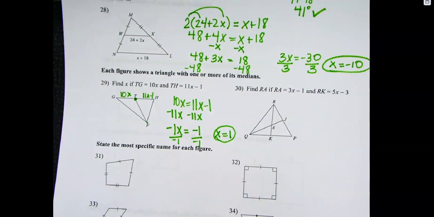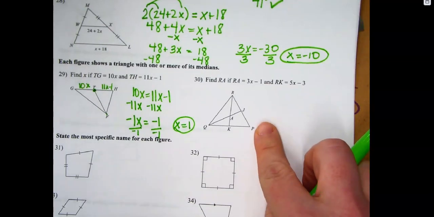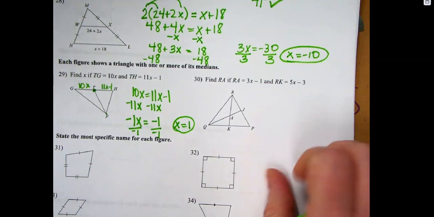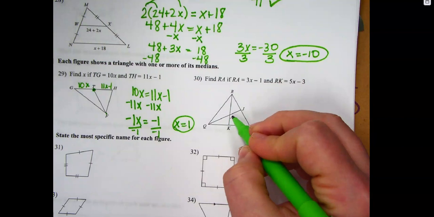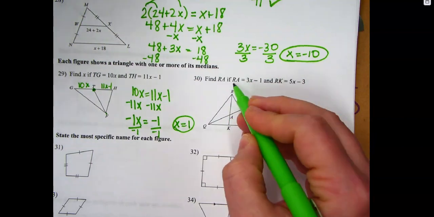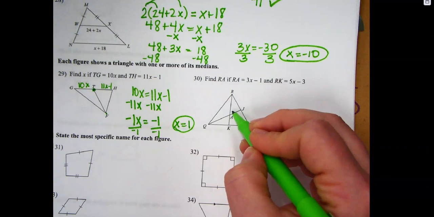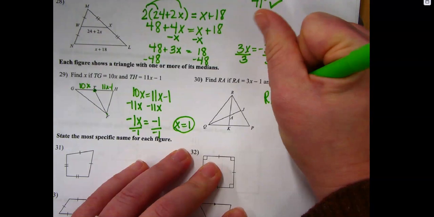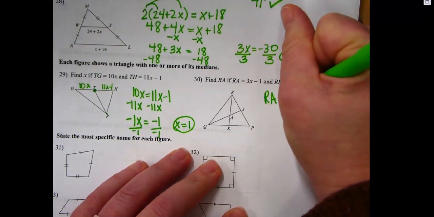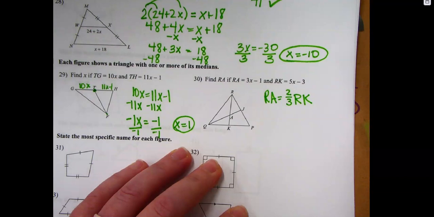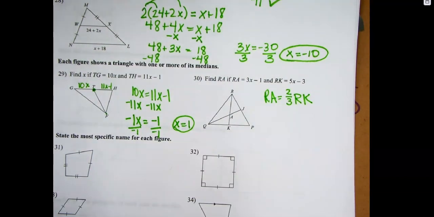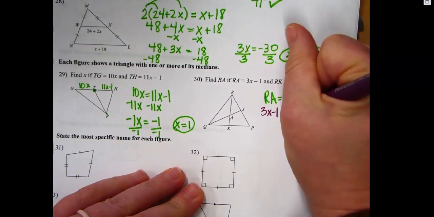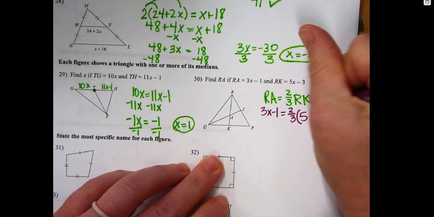Okay? Now, this one was probably one of the more challenging ones on the test, because you do have to remember the rule. Where the medians meet is not halfway. RA is actually 2/3 of the entire line. So when you write that out, you just write out RA is equal to 2/3 of RK. And then you can plug in. So RA is 3x minus 1. That's equal to 2/3 RK, which is 5x minus 3.